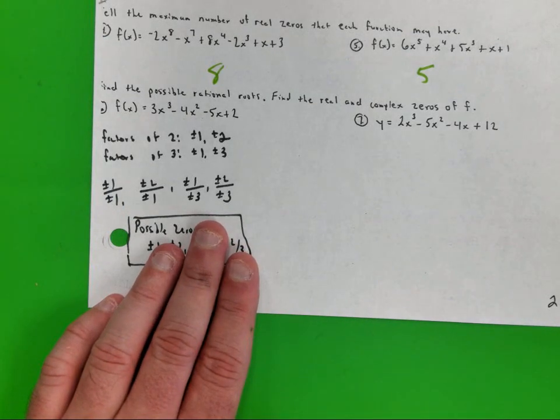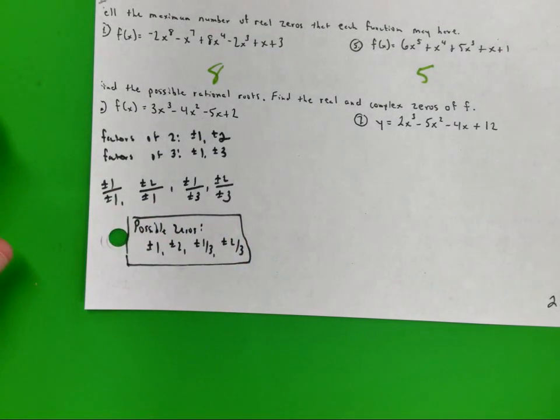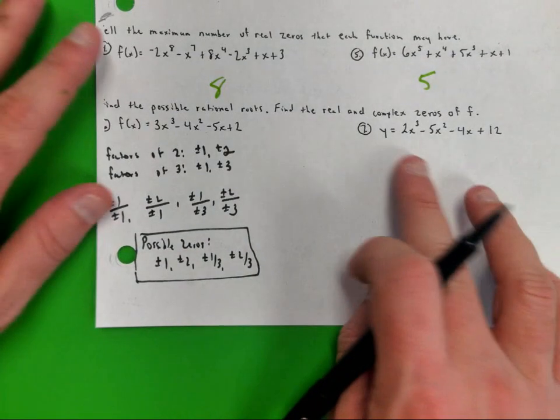Y'all remember doing this last year? Y'all didn't do possible zeros last year? Just a very little bit? Okay. And I'm going to tell you why we're doing it in a minute. Alright, now, let's go on and do number 7.